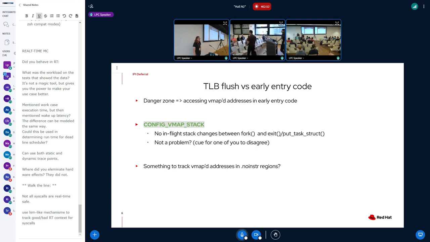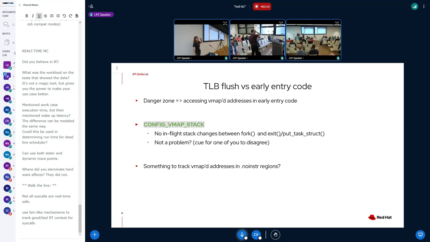But isn't this the case when you address the stack phase and you touch the stack, then it is vmapped, right? Or do I misunderstand the question? The stack is not VM mapped. You have an option to have it. It is. It's actually the default on x86.